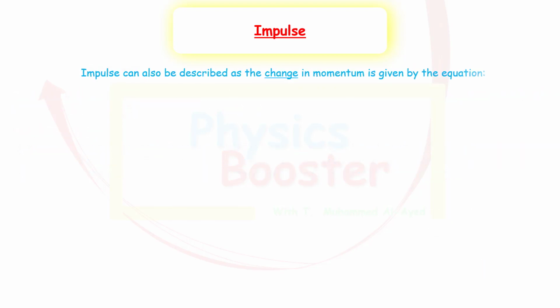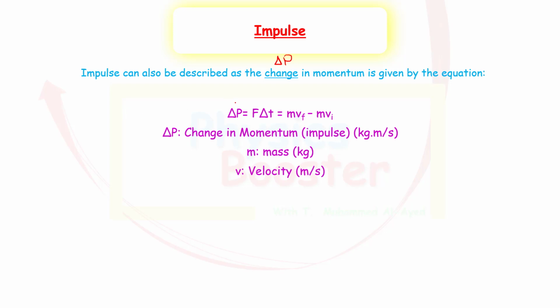Okay? Another explanation for impulse, we can say that it is simply the change in momentum. Remember we said always the word change relates to delta. So we can say it's simply delta momentum. And that's what we use to describe impulse. It can be given in actually two equations. The first one says that the delta P, or the momentum, is equal to force multiplied by the change in time. So this is the first equation to find the impulse.